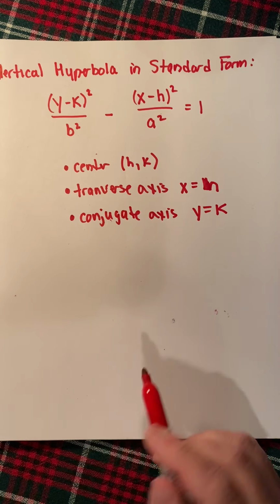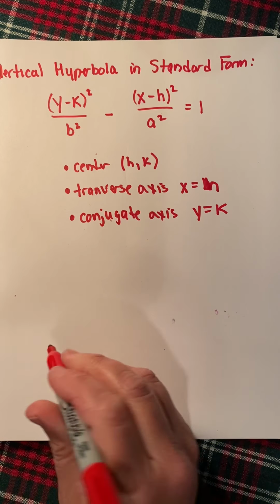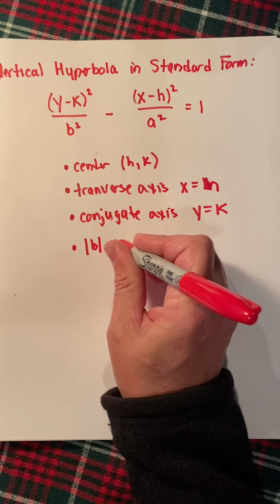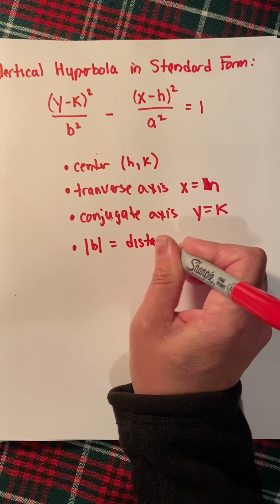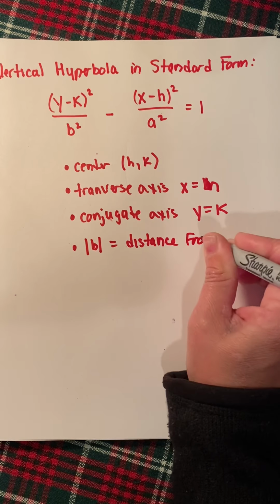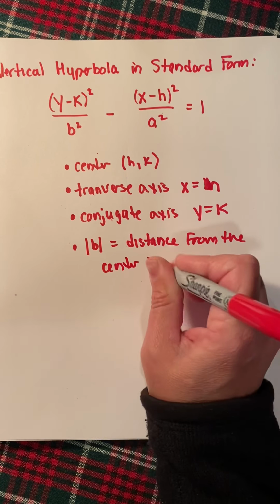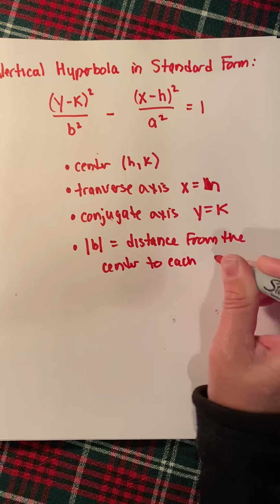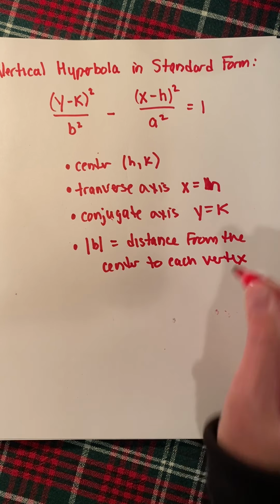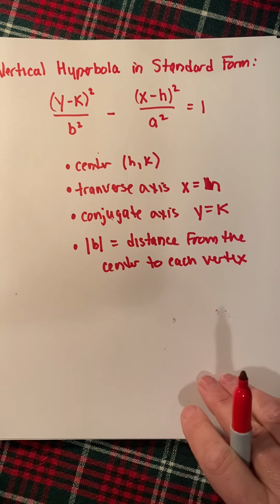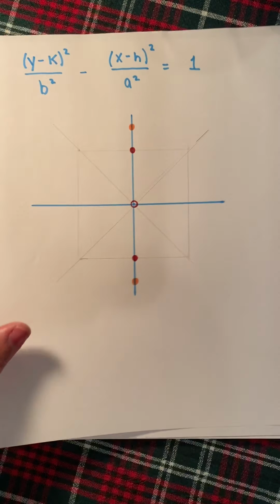So they're just going to switch roles, like the major and the minor axis. And then this time, the absolute value of b is the distance from the center to the vertex. So this time our vertices are going to be on the top and bottom of the box instead of the sides of the box. So let's see if we can put that all into perspective.